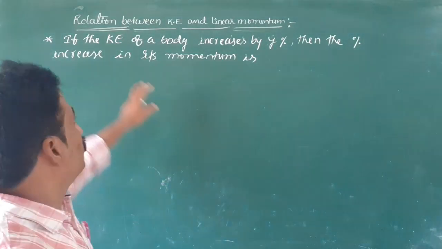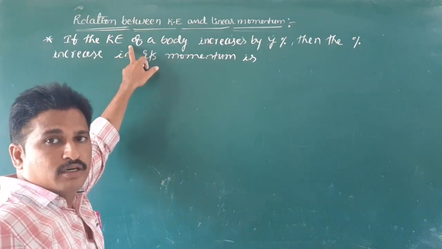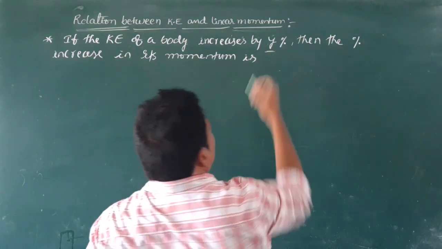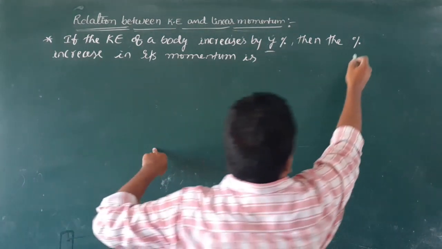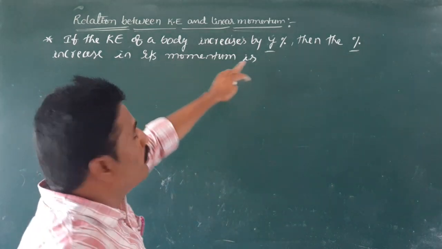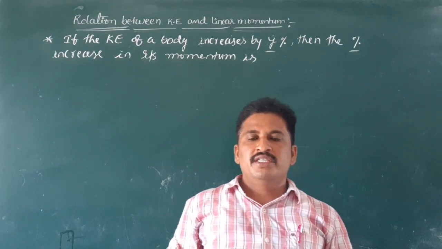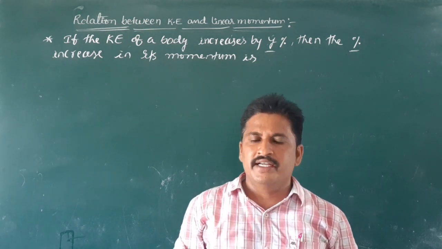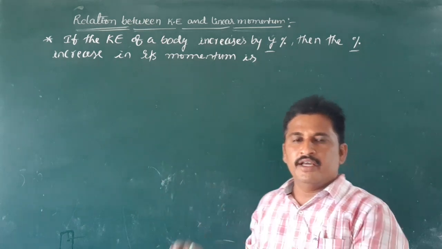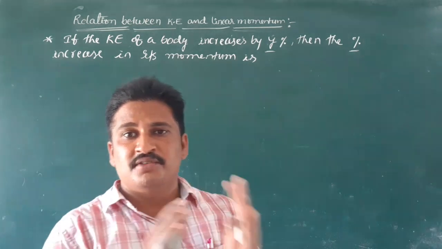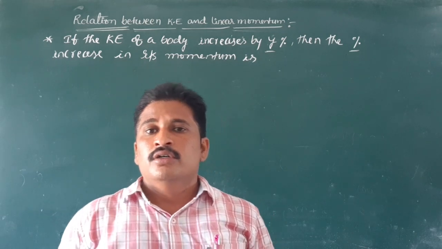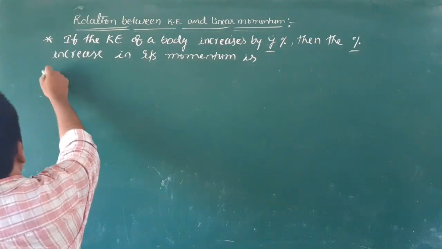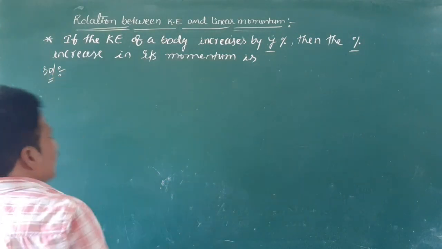See students, this is one more important point. If the kinetic energy of the body increases by y percentage, then the percentage increase in its momentum is what? The previous point was: if the momentum of the body increases by x percentage, then its kinetic energy increases by how much? But now, if the kinetic energy of the body increases by y percentage, then its linear momentum increases by how much percentage? Students, first we can write the kinetic energy relations.